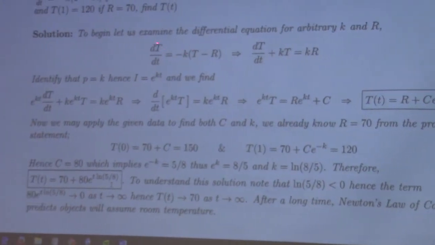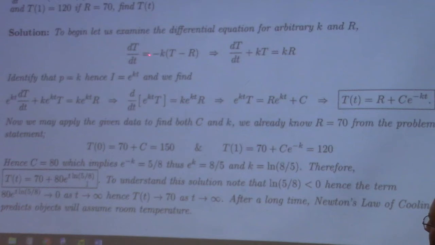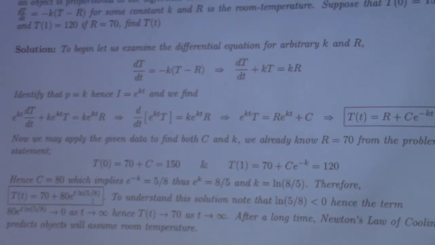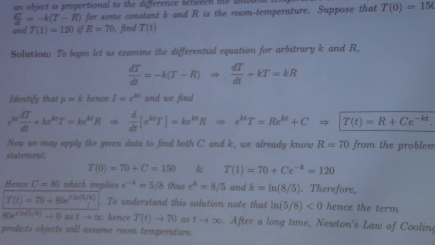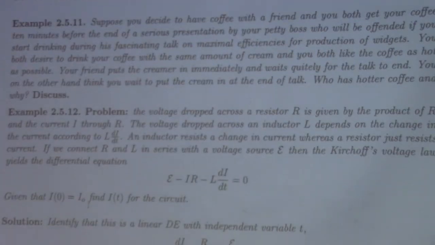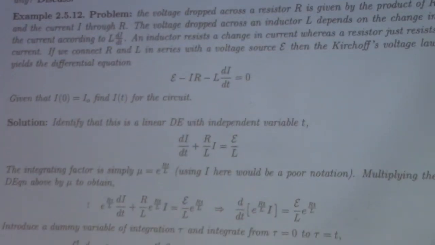So Newton's law of cooling says that the rate of change of temperature is proportional to the difference of the temperature and room temperature. It's kind of interesting in the sense that there are two parameters here, room temperature and the coupling coefficient. So it's not really a single differential equation, it's really a family of them. So you need two pieces of data to find a solution in this case. But anyway, here's a nice example of Newton's law of cooling.